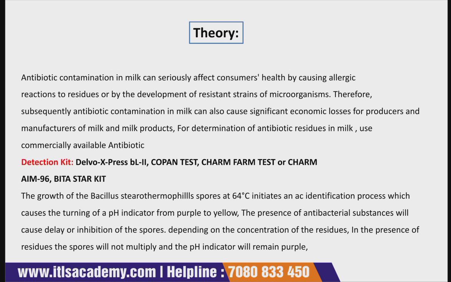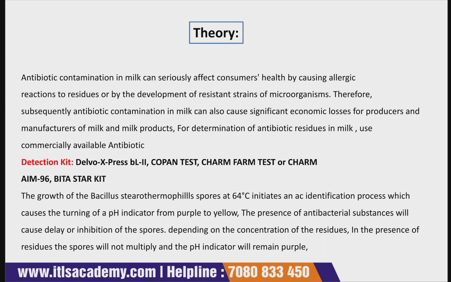The first is DELVO Express BL. Then they have the Copan test, the Charm Farm test, or the Charm ROSA 96 Beta Star kit. So there are different types of kits available in the market. You can purchase them, and with the help of this kit the detection team can determine whether antibiotic residue is there in the milk sample or not.